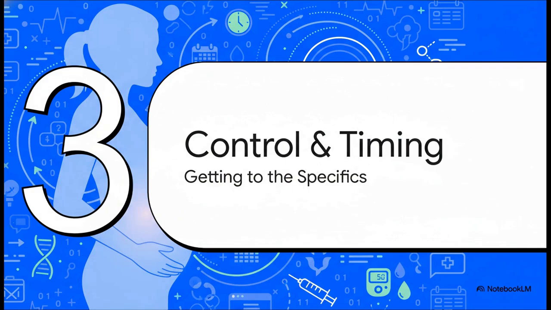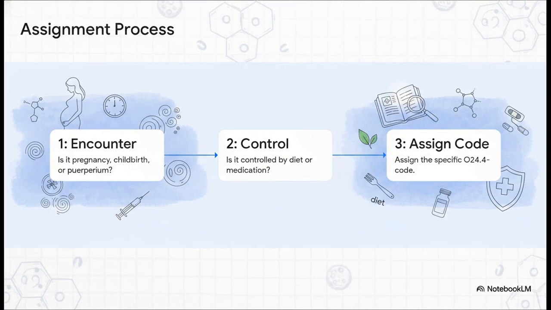Okay, so O24.4 is our starting point, our subcategory. But obviously, we need to get more specific than that, right? To actually assign the final complete code, the documentation just needs to answer two simple questions for us. When is this all happening, and how is the GDM being managed? It's a really simple two-step process. First, you look at the encounter. Is it happening during the pregnancy itself, during childbirth, or in the puerperium, that period right after delivery? Got that? Okay. Second, you look at the treatment plan. Is the GDM being controlled just by diet, or is the patient on some kind of medication, like insulin or an oral hypoglycemic? Once you've got those two pieces of info, boom, you can pinpoint the exact code you need.